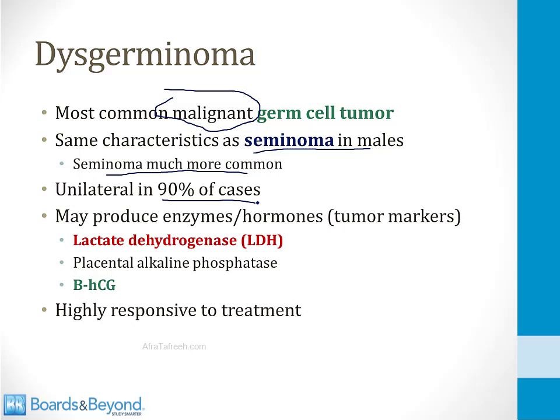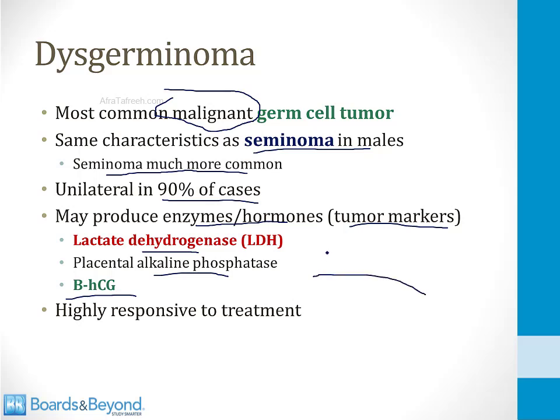What you should know about dysgerminoma of the ovaries is that in many cases these tumors produce enzymes or hormones which can be used as tumor markers. So for example, dysgerminomas sometimes make lactate dehydrogenase, sometimes they make placental alkaline phosphatase, and in a rare number of cases they even make beta-HCG.